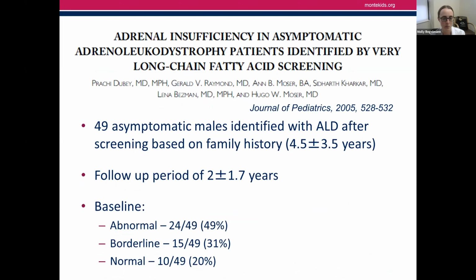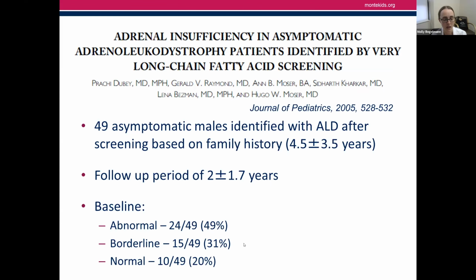And I do want to point out that this study is out of Kennedy Krieger, and it is now 16 years since it was published, but it is the only prospective study that is out there. There were 49 boys who were identified based on family history to have ALD and be at risk for developing adrenal insufficiency. It was a relatively short follow-up period, only about 2 years on average. And the boys were pretty young. The average age was 4.5 in the study.